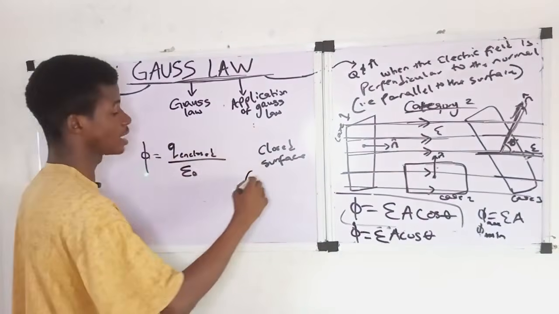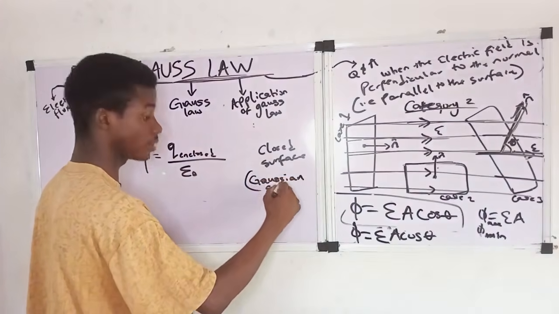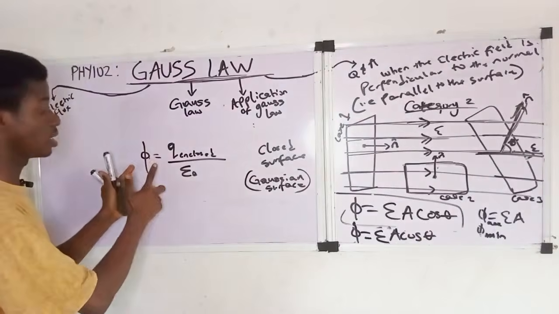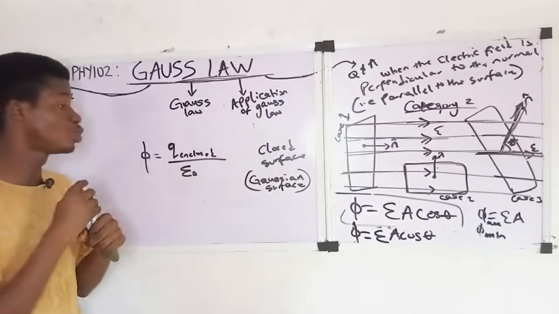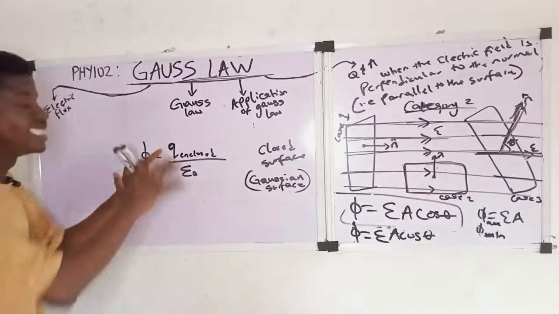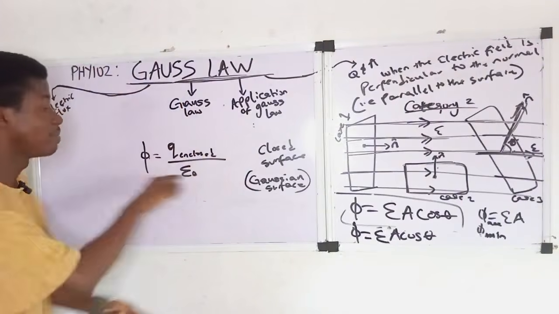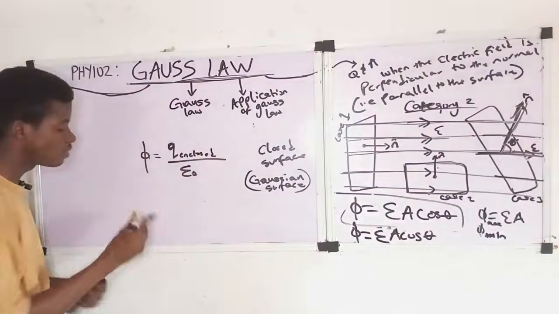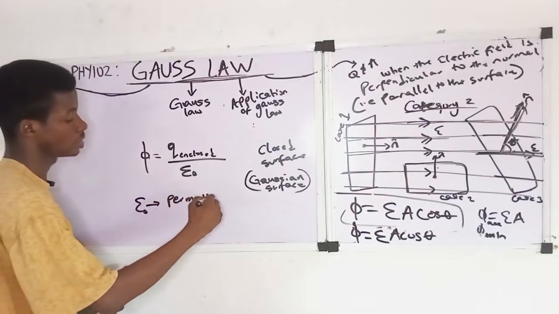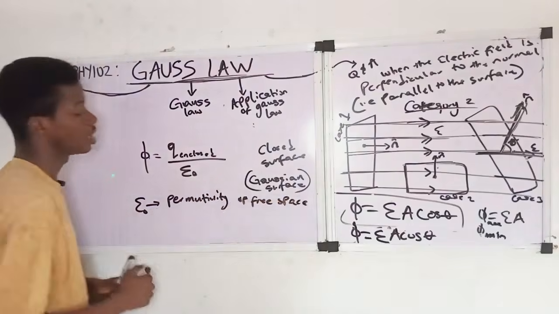Now, that closed surface can be regarded as a Gaussian surface. So Gauss's law says that the total electric flux passing through a closed surface usually equals the charge enclosed. Very important. The charge enclosed by that surface divided by what? Permittivity of free space. Remember, permittivity, epsilon naught, which is the permittivity of free space. So you can say permittivity of air.